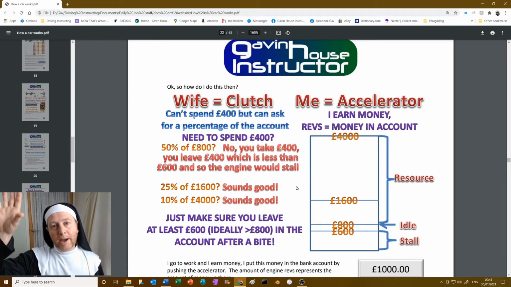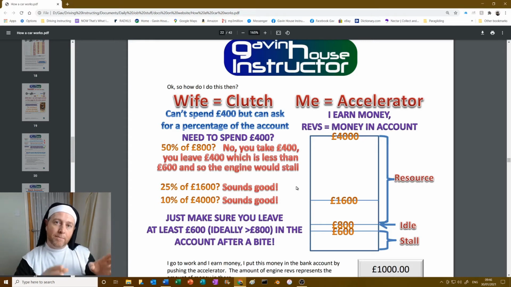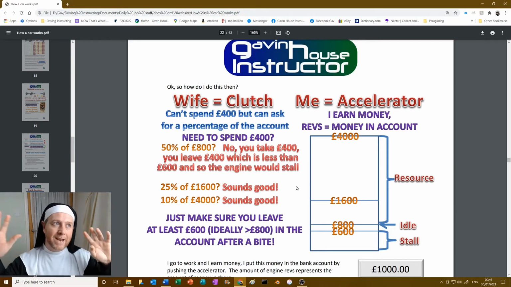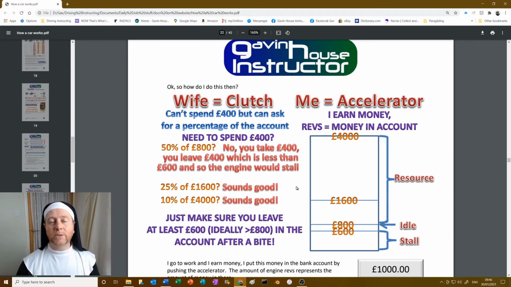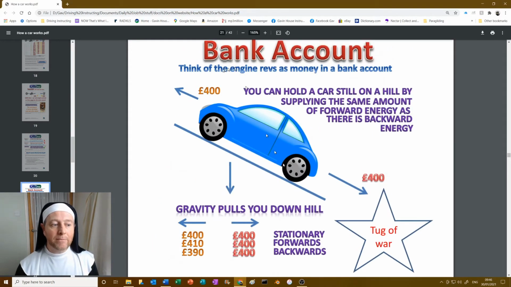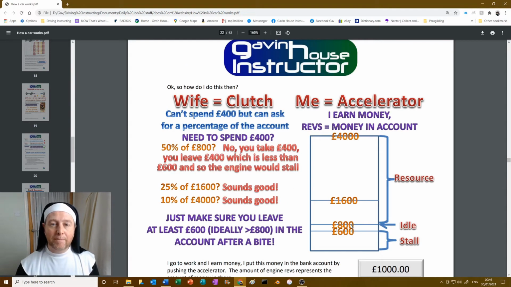But as you can see, the money that's in the bank account and the amount of money that Gavin's wife can spend are related in ways, but not directly. If Paula was going to spend money on acceleration and she needed to spend £400 on the hill, like here, and she only had £800 in the bank account, she would need a 50% bite. If she had twice as much money in the bank account, she would need half the bite size. If she had £4,000, she would need only a 10% bite.